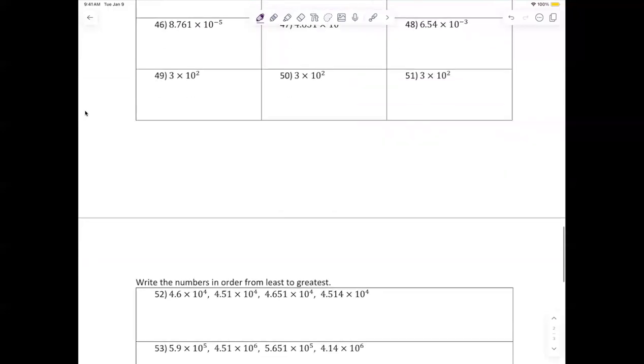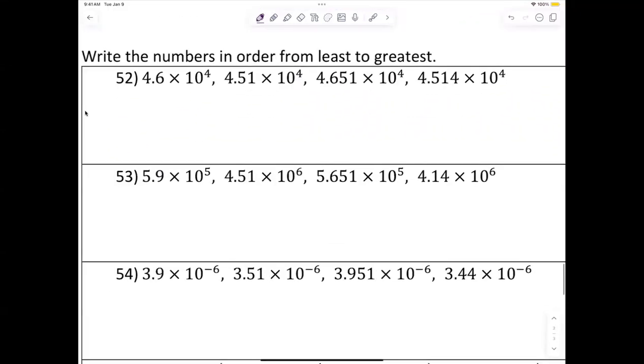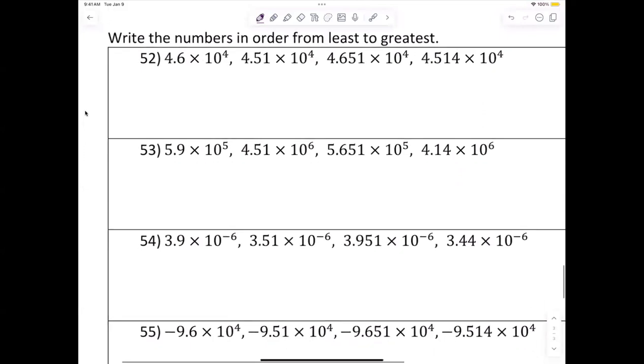All right, so I'm going to scroll down the page. These are the ERB type questions where you have to write the numbers in order from least to greatest. I want everybody to put your eyes up on the board, because this is something that definitely can be improved. It's hard for me to teach you algebra if you don't understand numbers.